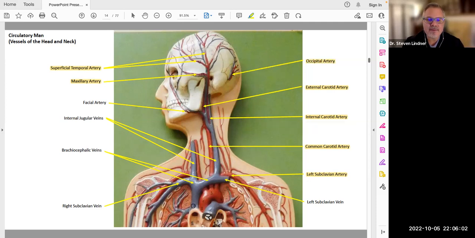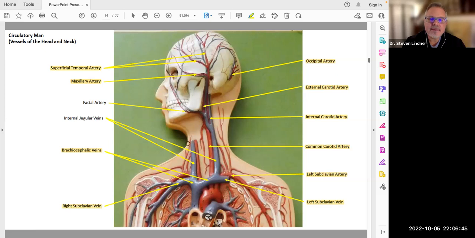Let's look at some of the veins. This right here is the superior vena cava. What leads into it, if we start more externally, is a left subclavian vein and a right subclavian vein. The right subclavian vein leads into the right brachiocephalic vein. The left subclavian vein brings blood into the left brachiocephalic vein. Then the brachiocephalic veins bring blood into the superior vena cava, which brings blood into the right atrium.